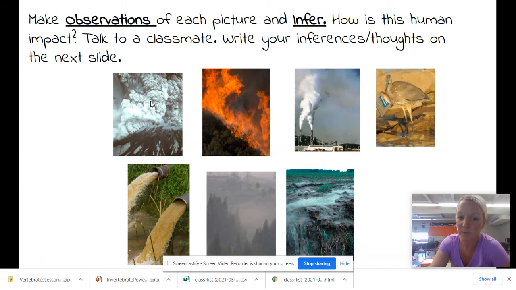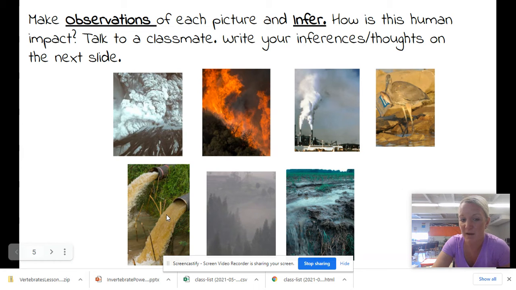So we have a picture, lots of smoke going on there, pollution. We've got a wildfire, a large wildfire, which happens a lot out in California and our western states. Then the third picture, a huge factory with lots of pollution. Then we have our fourth picture, a beautiful bird here, but look what's in his or her beak. Plastic. Ooh, what did that human do that impacted this? What's the effect that might happen to the bird?